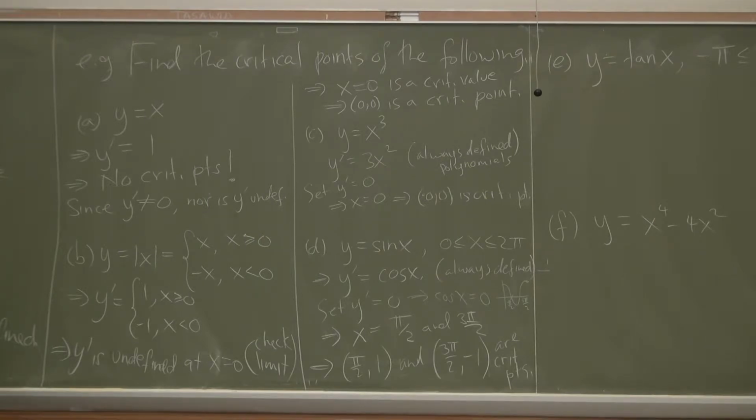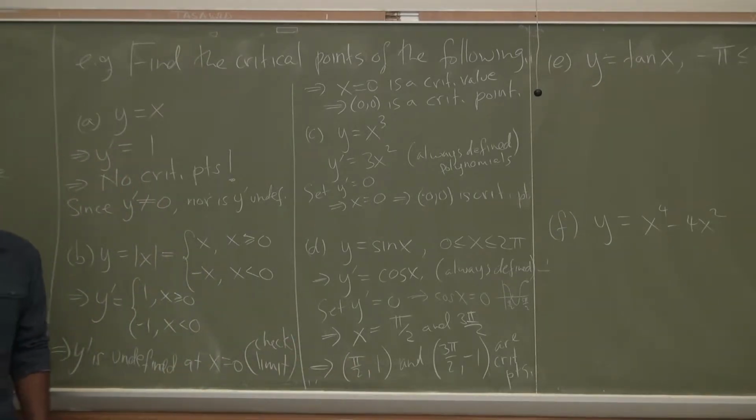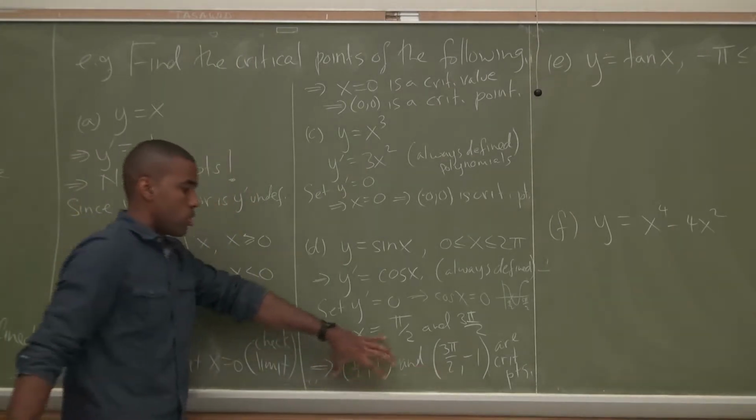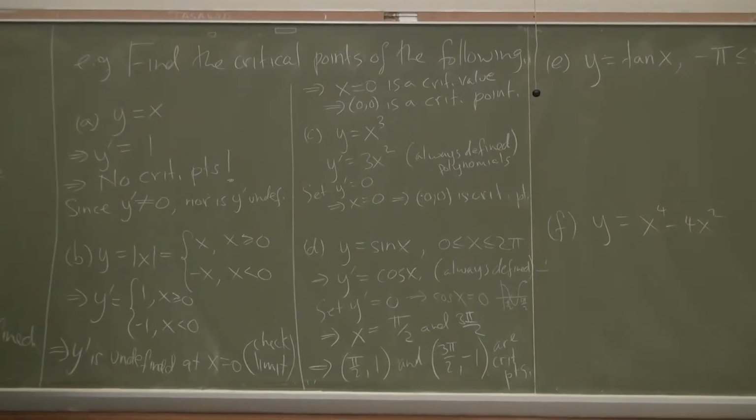So is pi over 2 equivalent to critical values? They're called critical numbers. And the points where they happen are called critical points. So what's a critical value? Usually when you use the word value, you're referring to the y coordinate. It's just a vocabulary thing. All right, so these two are called critical numbers, and the coordinates are called critical points.